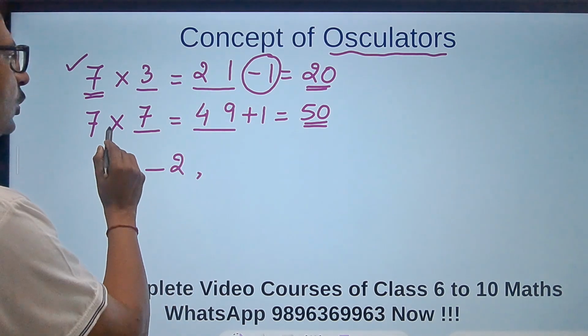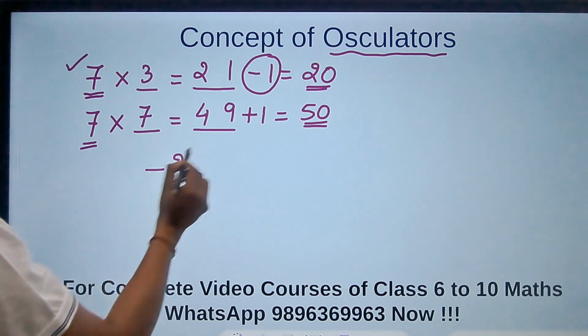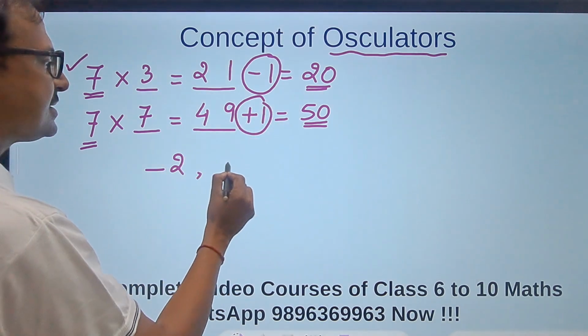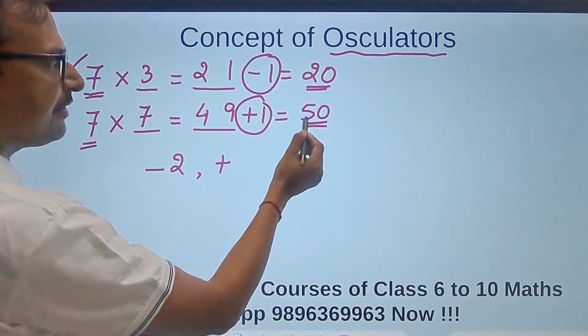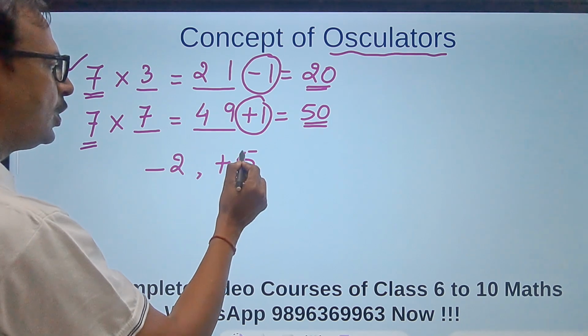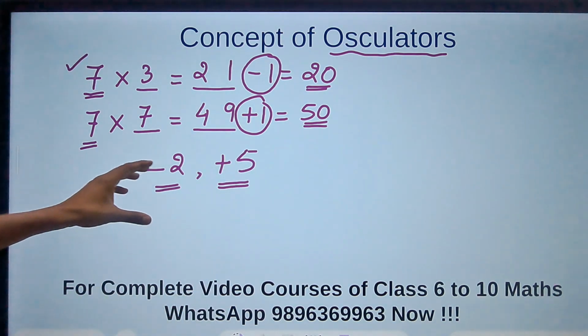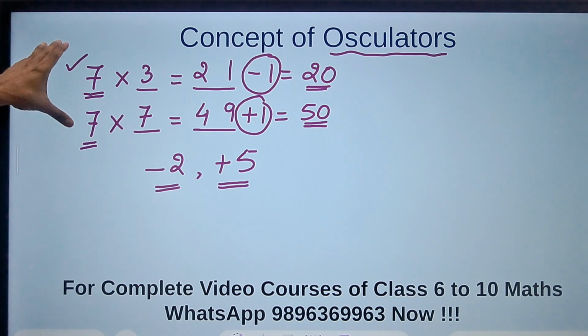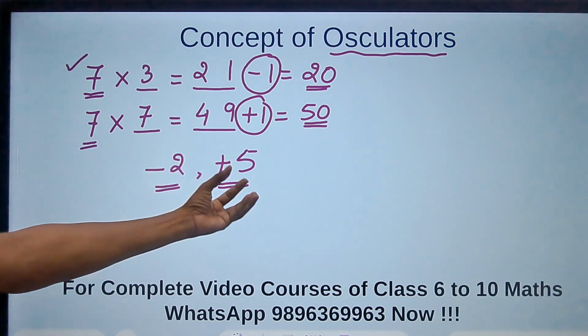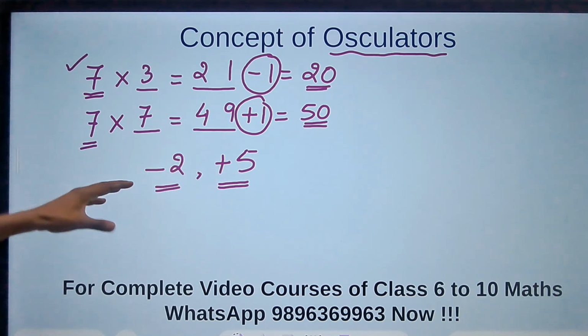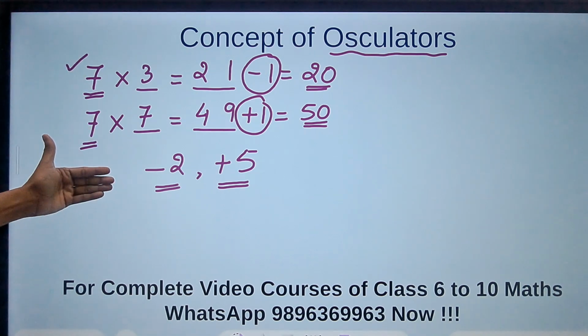2 tens, right? And therefore minus 2 is the osculator for 7. Now this is the first concept you should understand. Likewise, there is one more osculator for the same number 7. We added 1, so plus, and how many tens? 5 tens. So minus 2 and plus 5, they happen to be the osculators for the divisibility rule of 7. So you can frame two different divisibility rules for this number 7.